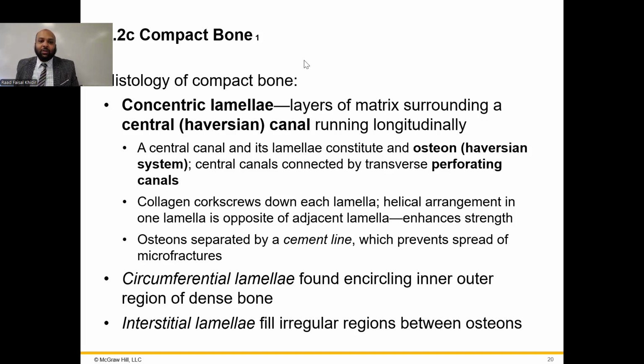Compact bone. The histology of compact bone: we have the concentric lamellae. These concentric lamellae are layers of matrix surrounding a central Haversian canal running longitudinally. So there's a central canal and the lamellae. This constituent is made up of lamellae and osteon. This is known as the Haversian system. The central canals connect by transverse perforating canals.